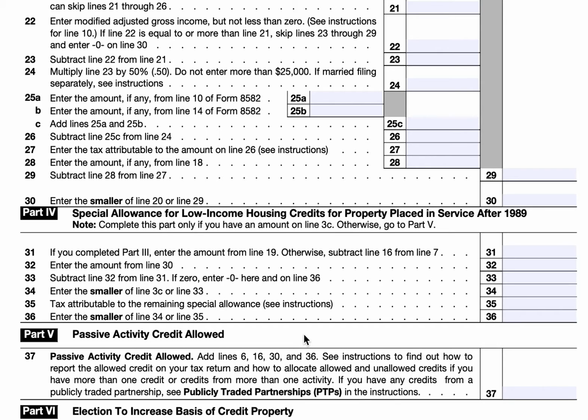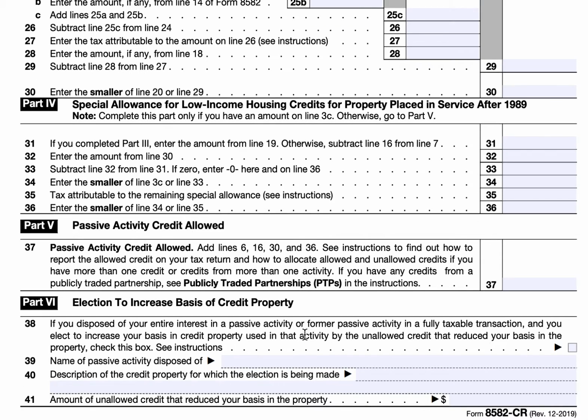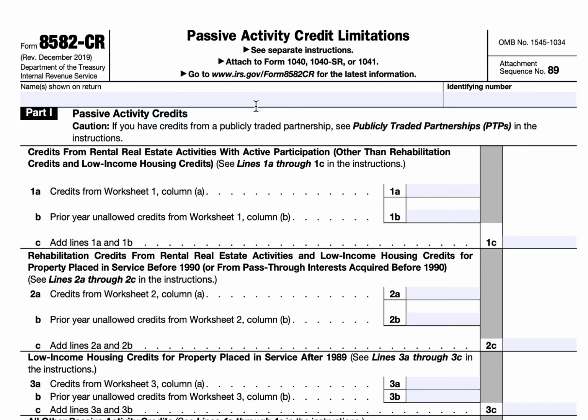In part 5, we'll total all of these up and calculate the passive activity credit allowed. We'll also talk about some additional worksheets that may be required depending on how you calculated your credits. And then in part 6, we'll briefly discuss the election to increase the basis of credit property if you disposed of your entire interest in a passive activity in a completely taxable transaction. So let's go to the top of the form.